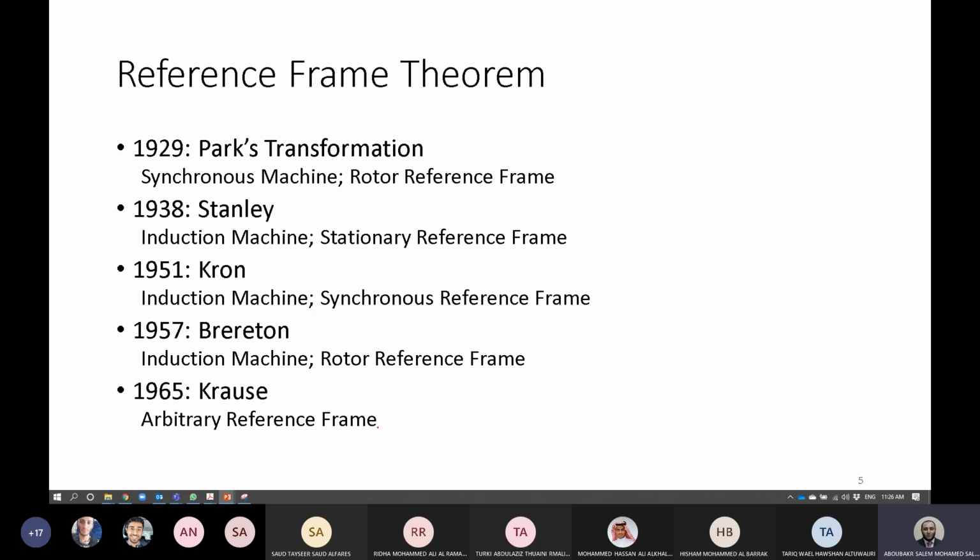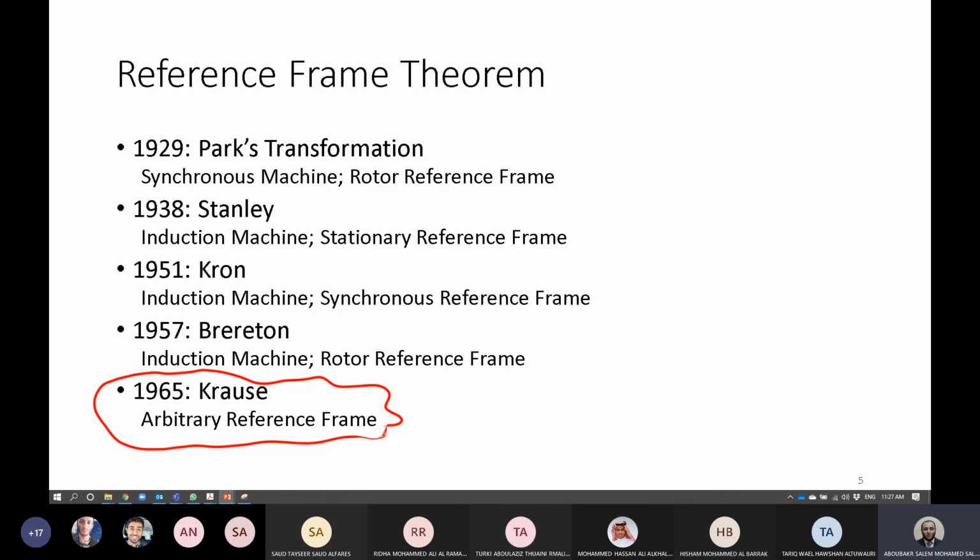But the one most used now in our life is the arbitrary reference frame. It was made by Krause in 1965. This guy has a well-known book. And by the way, there are two Krause professors, the father and the son. I was lucky that my professors, who taught me in Egypt, were colleagues of the son, Krause. They learned a lot from them, and, alhamdulillah, they gave us a lot of knowledge from this guy.